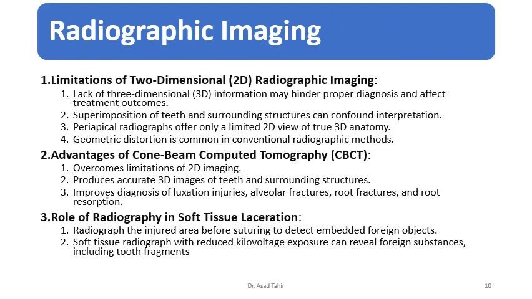Limitations of 2-dimensional, 2D, radiographic imaging. Lack of 3-dimensional, 3D, information may hinder proper diagnosis and affect treatment outcomes. Superimposition of teeth and surrounding structures can confound interpretation. Periapical radiographs offer only a limited 2D view of true 3D anatomy. Geometric distortion is common in conventional radiographic methods.